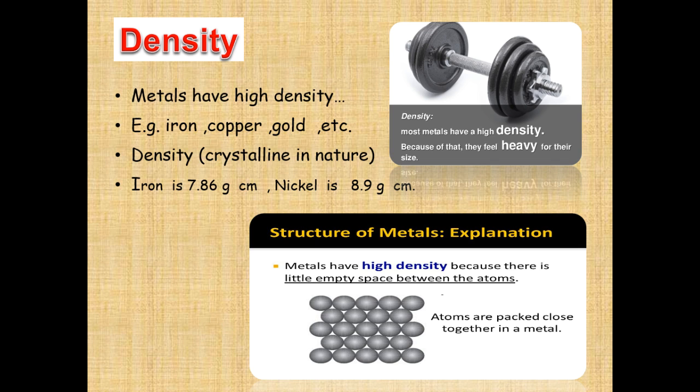The next one is density. Metals have high density, such as iron, copper, gold, etc. When you look at the structure of metals, they have high density because there is very little empty space between the atoms. The atoms are packed close to each other in metals. That is why a dumbbell or a steel plate, even a small one, is very heavy, because of the density property.